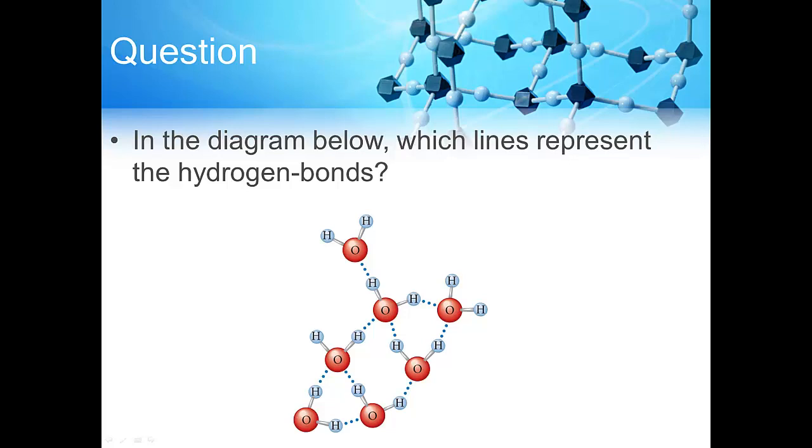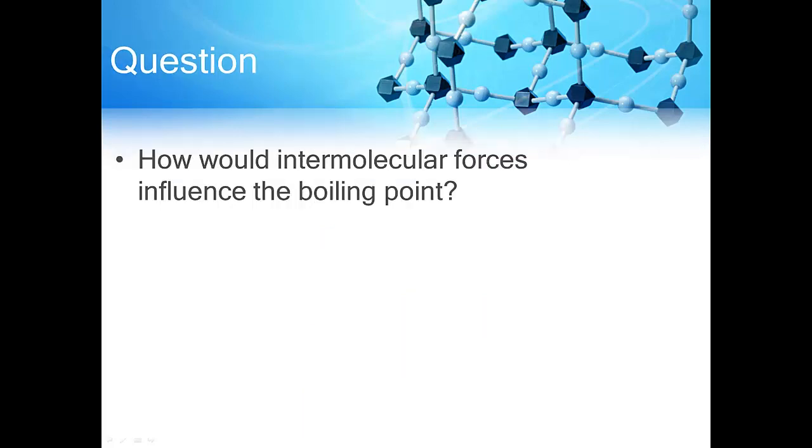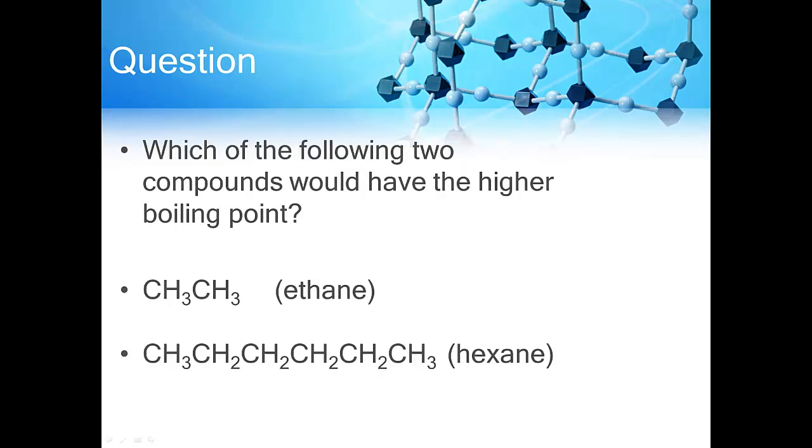In the diagram below, which lines represent the hydrogen bonds? It is going to be the dotted blue lines. Question: how would the intermolecular forces influence the boiling point? Okay, think about this one. Remember, hydrogen bonds are the strongest intermolecular forces, so they're going to cause the boiling point to be higher, such as in water. Whereas London dispersion forces have the least amount of attraction between the molecules, so they're going to result in lower boiling points.